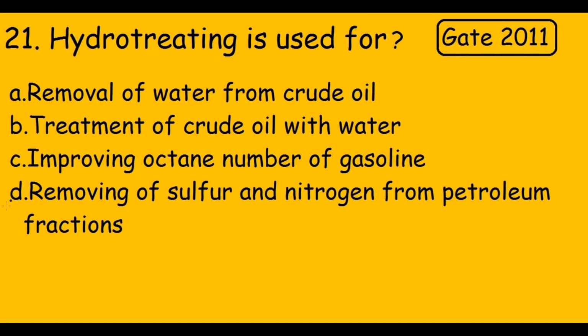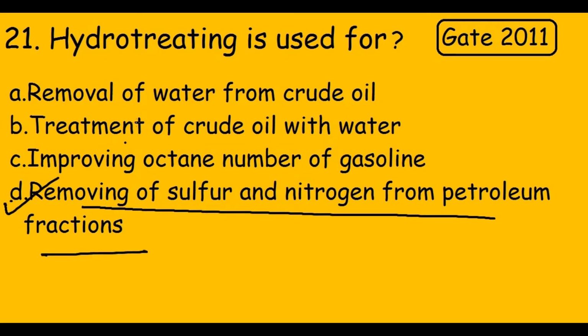So the correct answer is D. Hydrotreating is used for removing of sulfur and nitrogen from petroleum fractions. All these are wrong. So now let's move on to the next question.